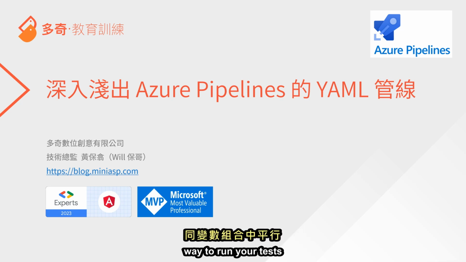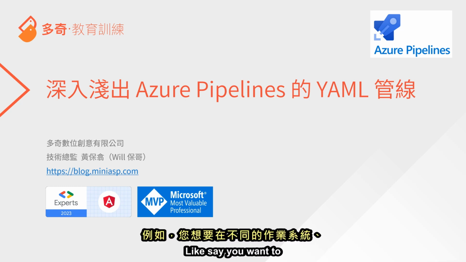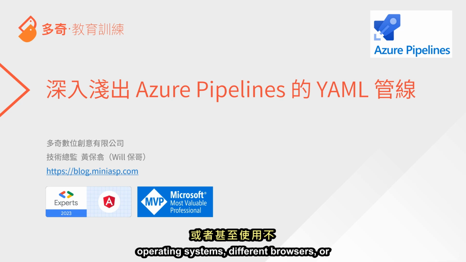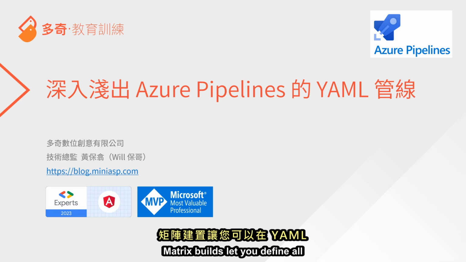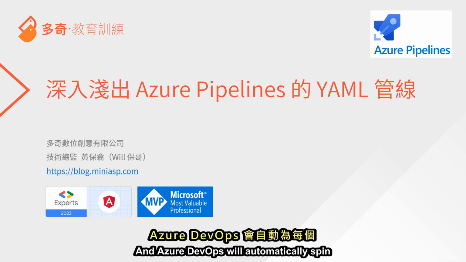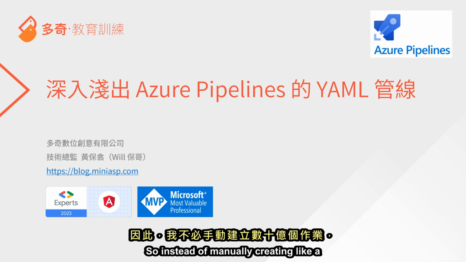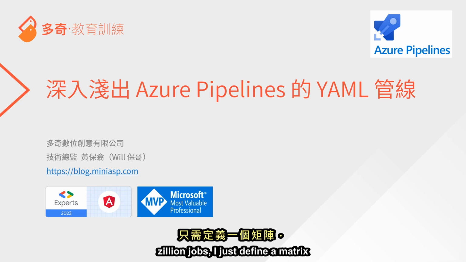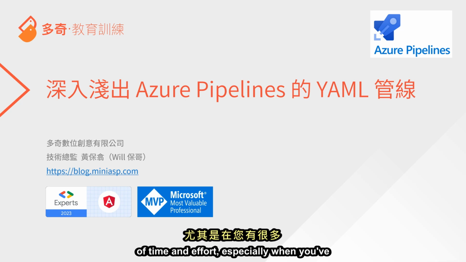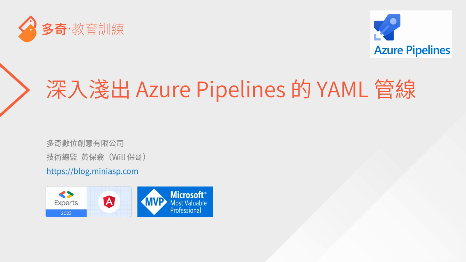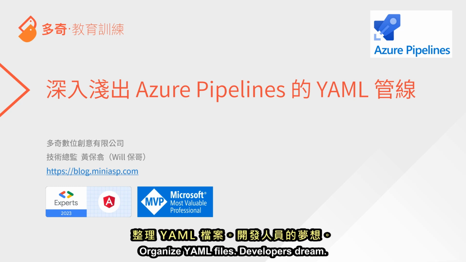Think of them as a way to run your tests in parallel across different combinations of variables. Like, say you want to test your app on different operating systems, different browsers, or maybe even using different versions of a library. Matrix builds let you define all those variations right in your YAML file, and Azure DevOps will automatically spin up separate jobs for each combination. So instead of manually creating like a zillion jobs, I just define a matrix and let Azure DevOps do all the work. That's the idea. Saves you a ton of time and effort, especially when you've got a lot of configurations to test. Plus, keeps your YAML file nice and clean, which is always a good thing. Organized YAML files, a developer's dream.